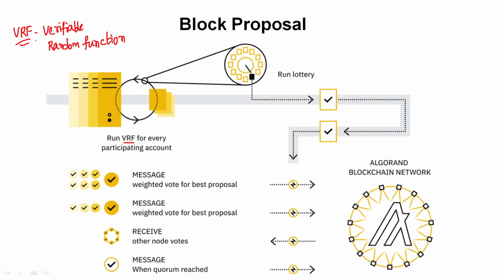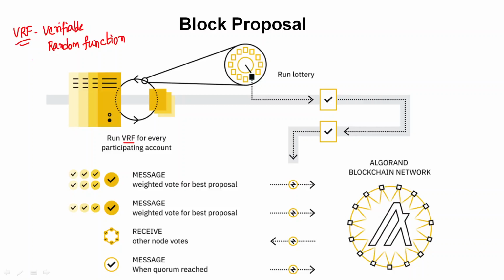And this VRF is a weighted lottery system. In this, the number of algos in the account is directly proportional to the chance of the account being selected. So if the number of algos in the account is more, then there will be more chance of that particular account being selected.